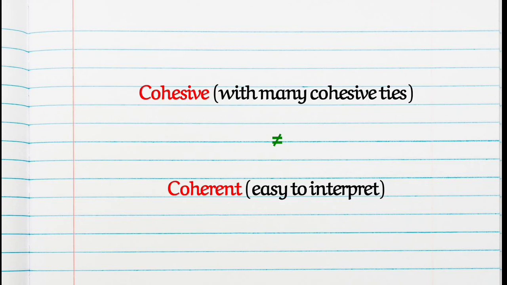Now, it is very important to take note that cohesive is not equal to coherent. Many cohesive ties or cohesive devices do not mean the text is coherent or easy to interpret. Just because there are a lot of cohesive devices used within a text, or a written output, doesn't mean it can easily be interpreted or understood.